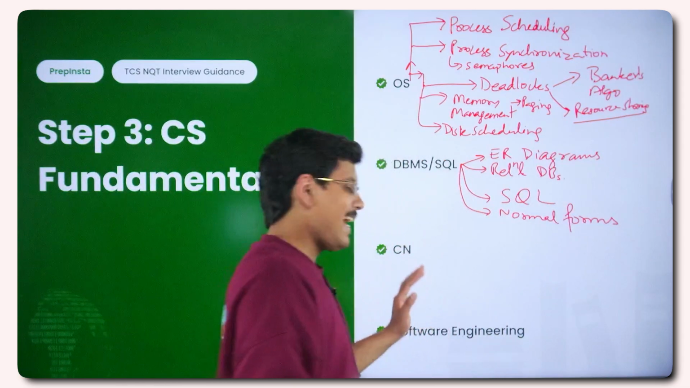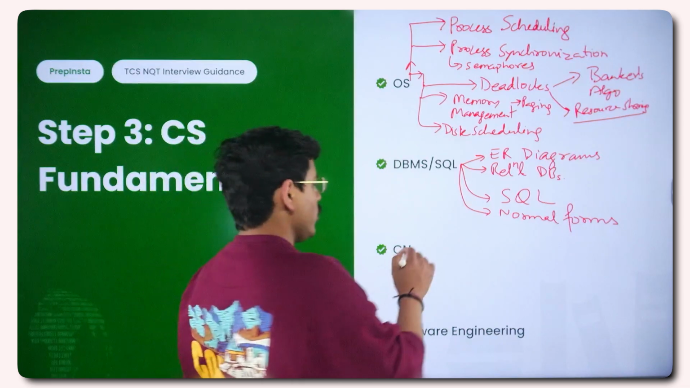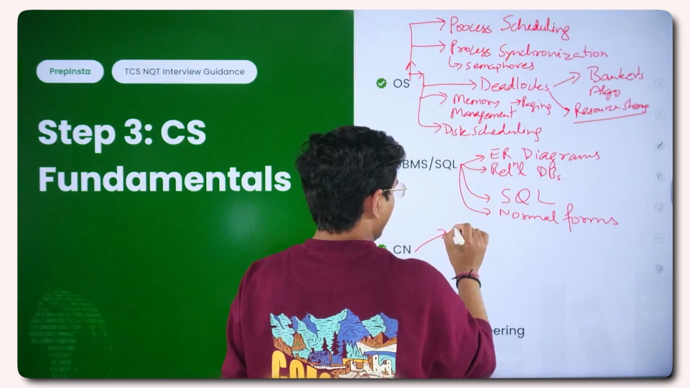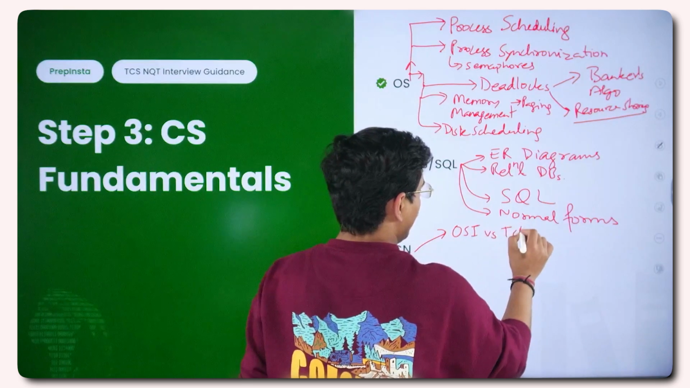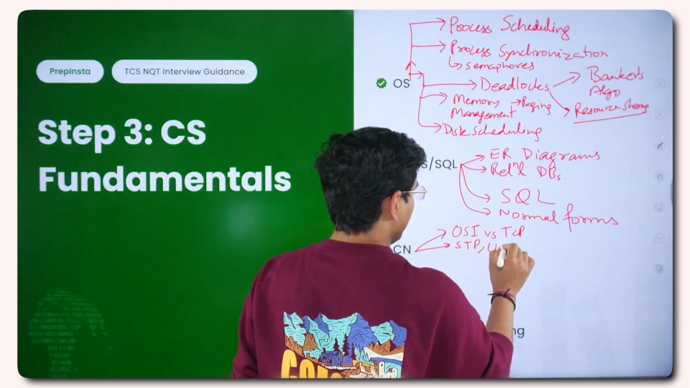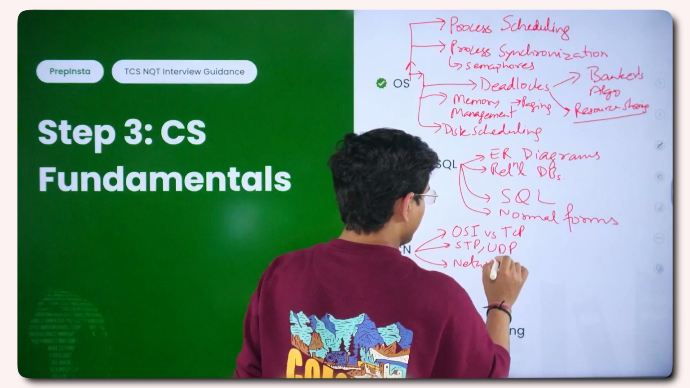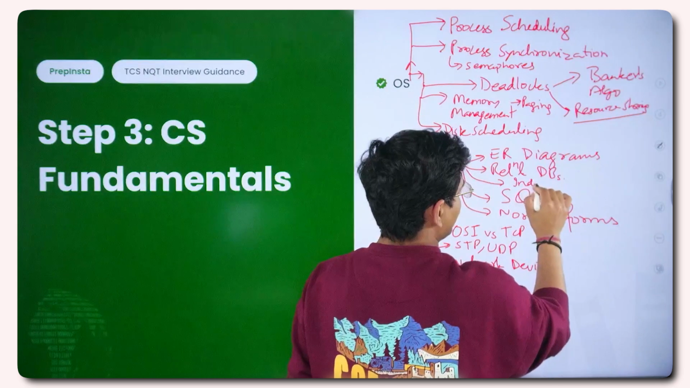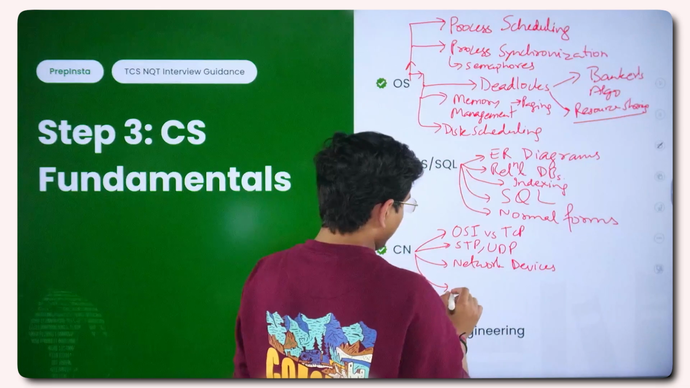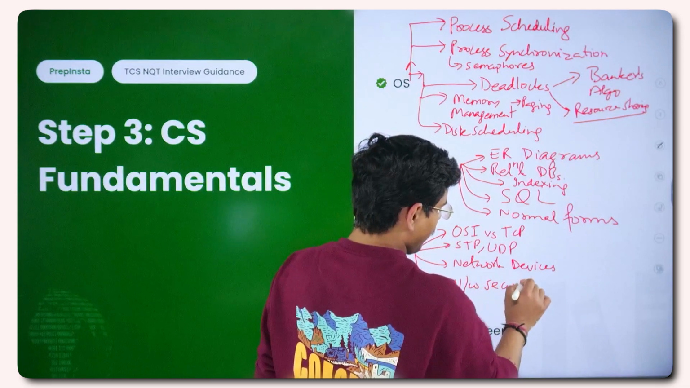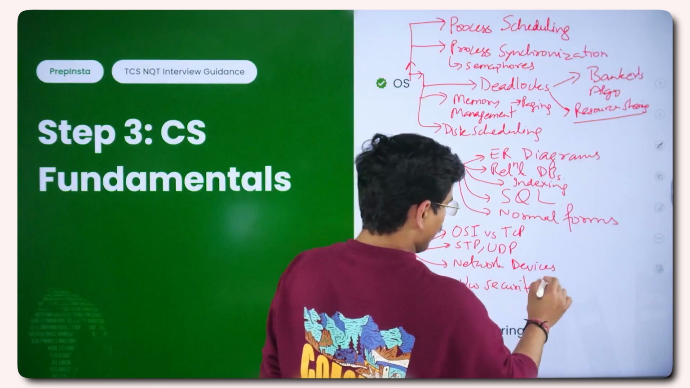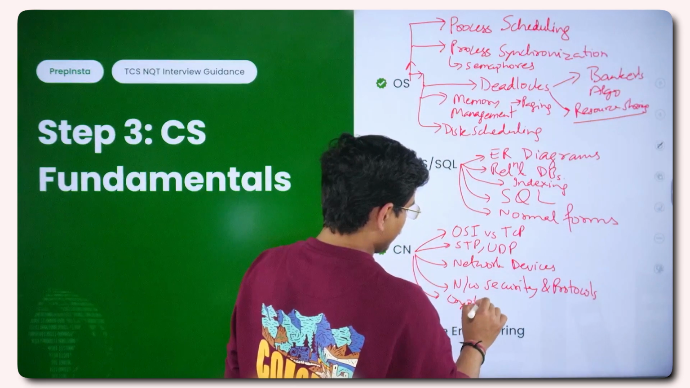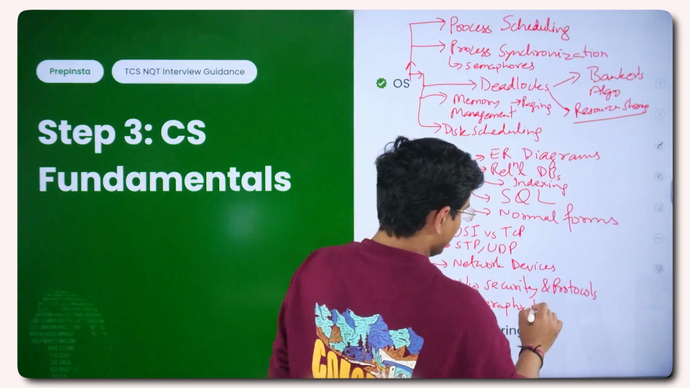Now coming to computer networks, here a lot of confusion goes on, fine. So what you should study first is the basics of networks, where OSI versus TCP model, then STP, UDP, network devices like switches, hubs, fine. Here I haven't written indexing, so please in DBMS also you write indexing, fine. So in CN, network devices, network security, and protocols as well, fine. Also alongside this, you can study cryptography and digital signature, fine.